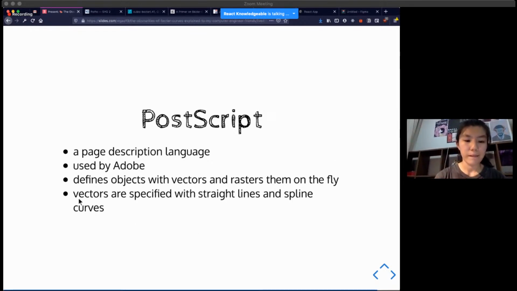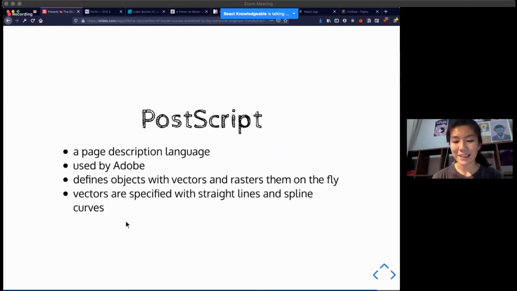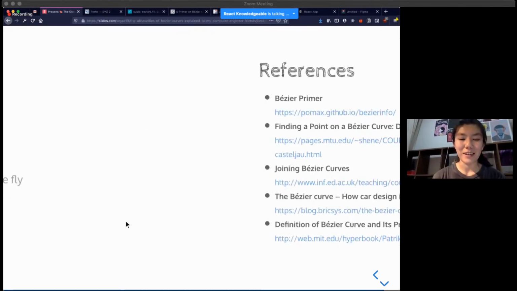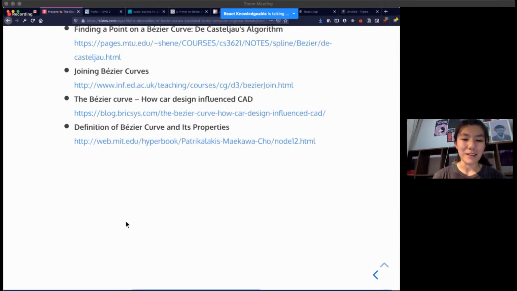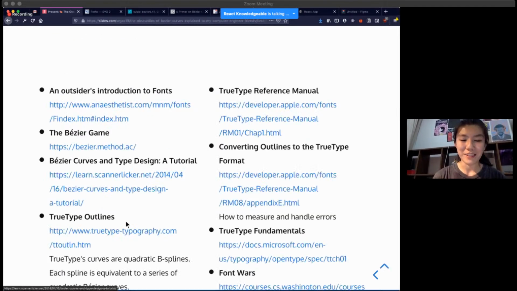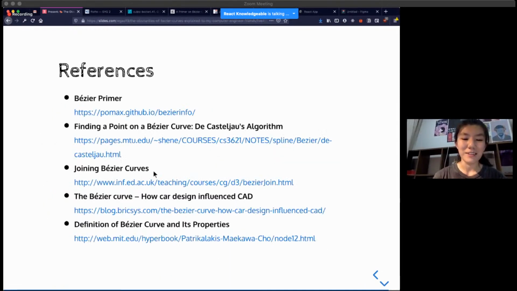Sorry, I'm going a bit too fast in the end because I was going too slow in the beginning. But I hope you get a feeling of what is going on with Bézier curves. There are a lot of references. All of these are about fonts that you can read. It's really, really cool. So those are the cool things I want to share with you. And we still have some time for questions.